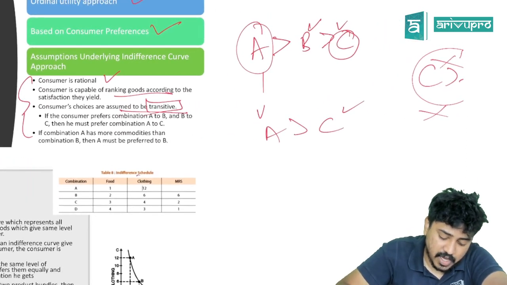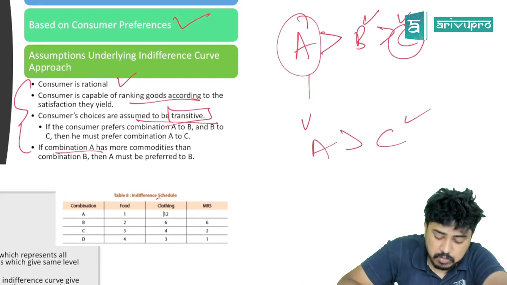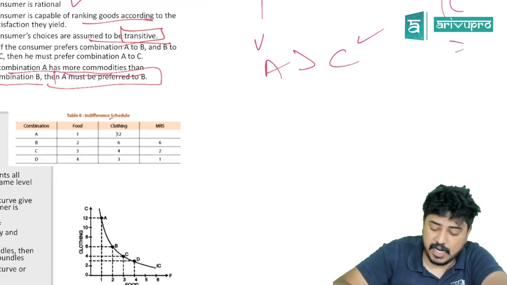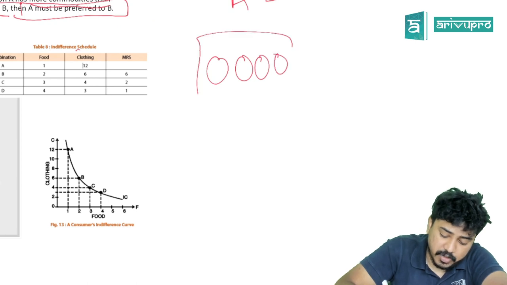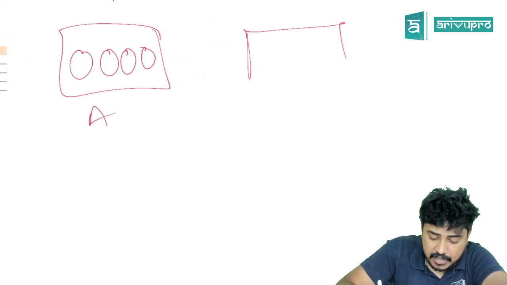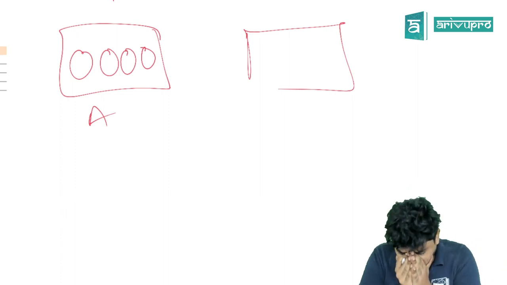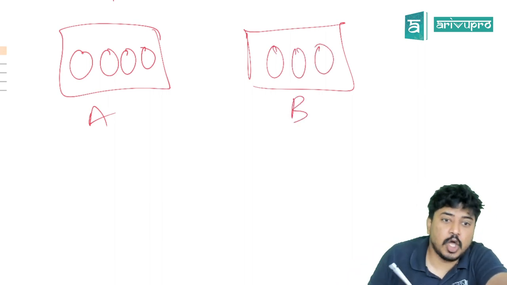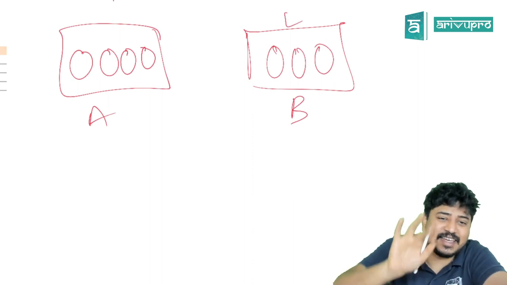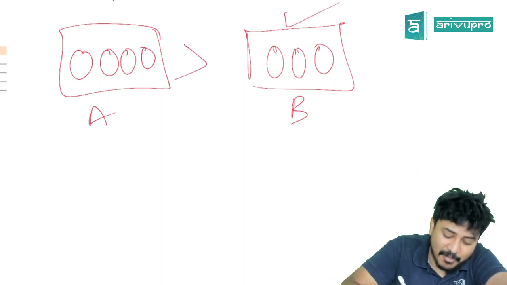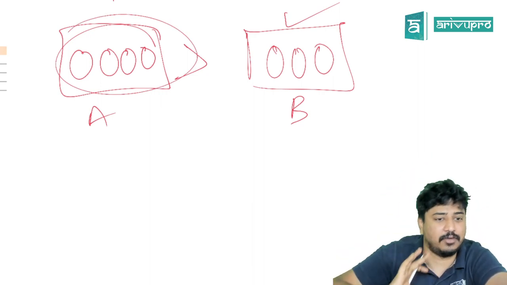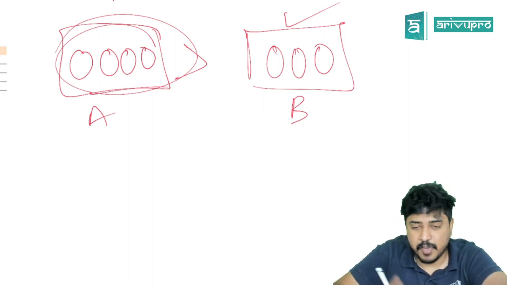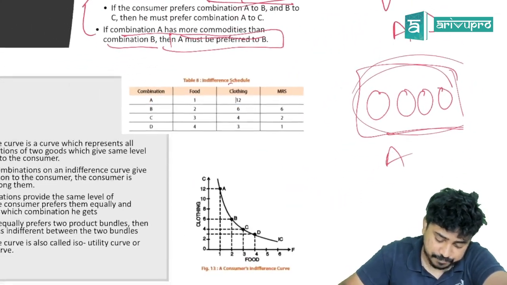Okay, done. And if a combination A has more commodities than combination B, then A must be preferred to B. Let us say there are 4 apples in combination A, and there are 3 apples in combination B. You should not say I like B only. More the commodities means a consumer should prefer that only. That is the assumption, right? So more the commodity in a combination, better the combination is, right?